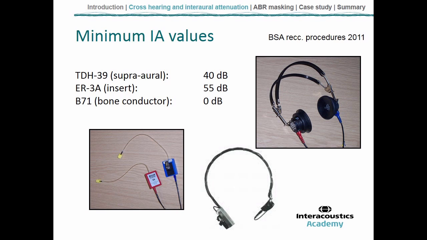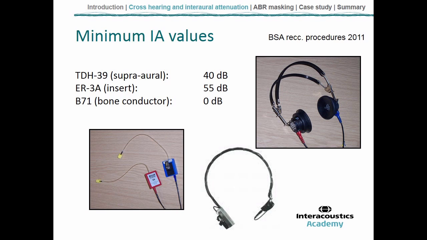Now, pragmatically, we don't take 0. We might take 10 dB interaural asymmetry, for instance, as the signal to require masking, and that's just a pragmatic approach. But in AC, the interaural attenuation is much higher.